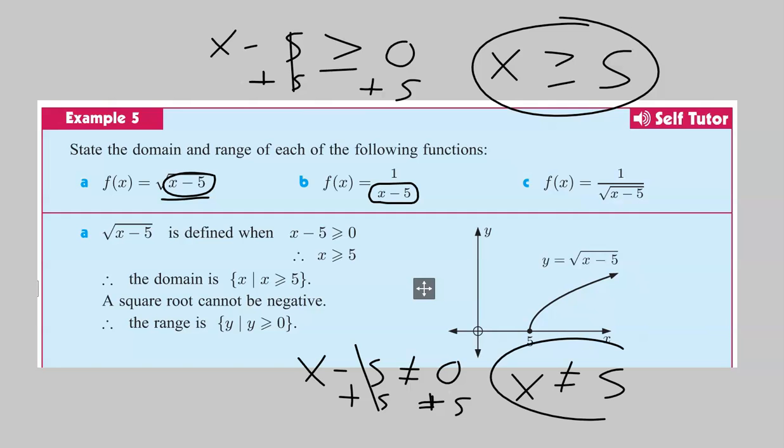So this is the domain. That means x is all numbers, all real numbers except for 5. You put any real number you want to in for x and get a nice answer, except for 5. If you put 5 in, you have an undefined answer. So that's not part of the domain.